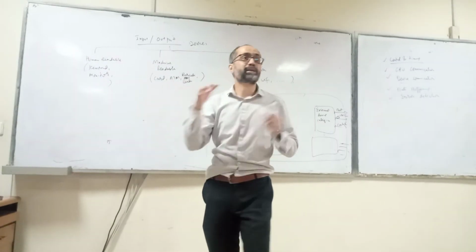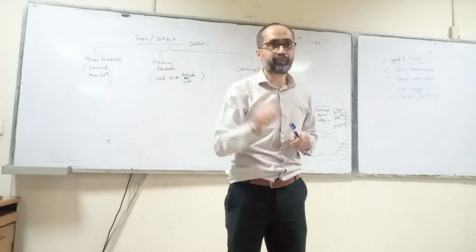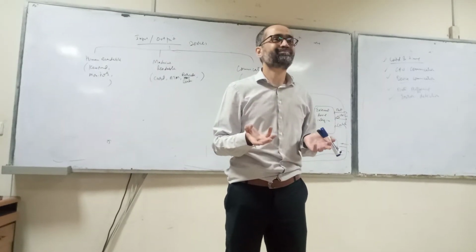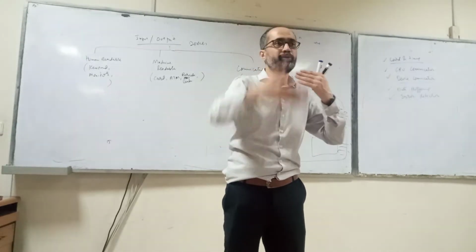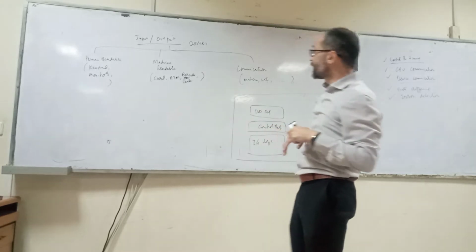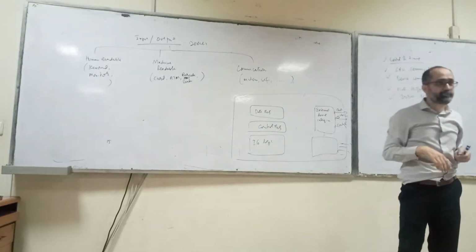What are the classical examples? Keyboard, keypad, mouse, monitor. The monitor is also human-readable, because you can view the screen. The other category of devices is machine-readable.